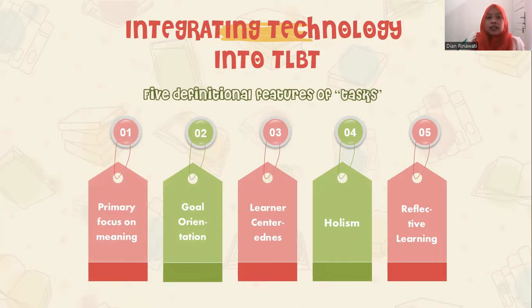Next, in integrating technology into TBLT, we should also consider that the task should be learner-centered. Students should be given a chance to exploit themselves in the learning process with the teacher as the facilitator or the guide of the learning process. Integrating technology into TBLT should be holistic. It means that the task given should rely on authenticity and represent real world situations. It should also have applications outside the classroom, not only useful in the classroom, but most importantly they can use it in real situations outside the classroom.